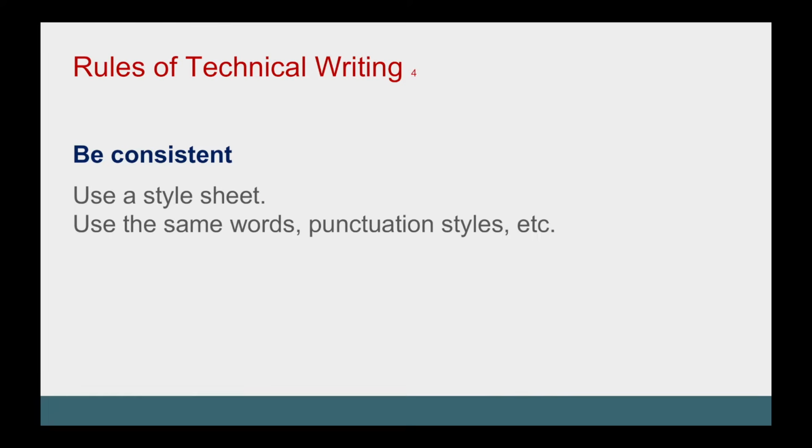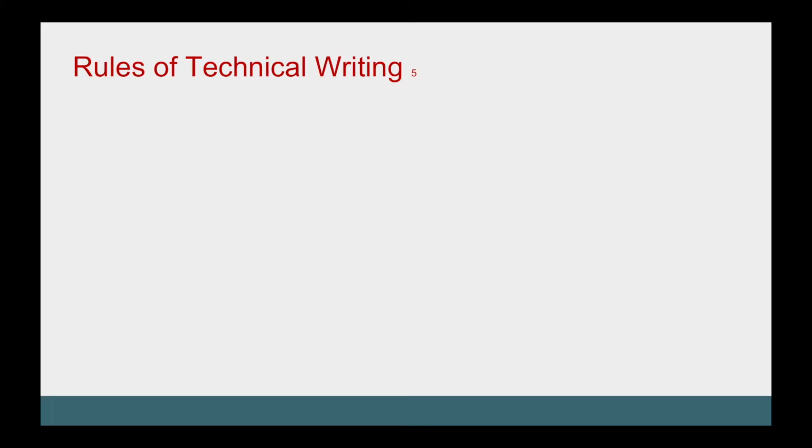The next rule is to be consistent. Always use a style sheet when creating a long piece of technical writing. This is important because any inconsistencies in word choice, punctuation choices, symbols, or structures can confuse readers. Readers of technical writing often don't have the time to think about what they are reading, and a misreading can even be dangerous in some instances.